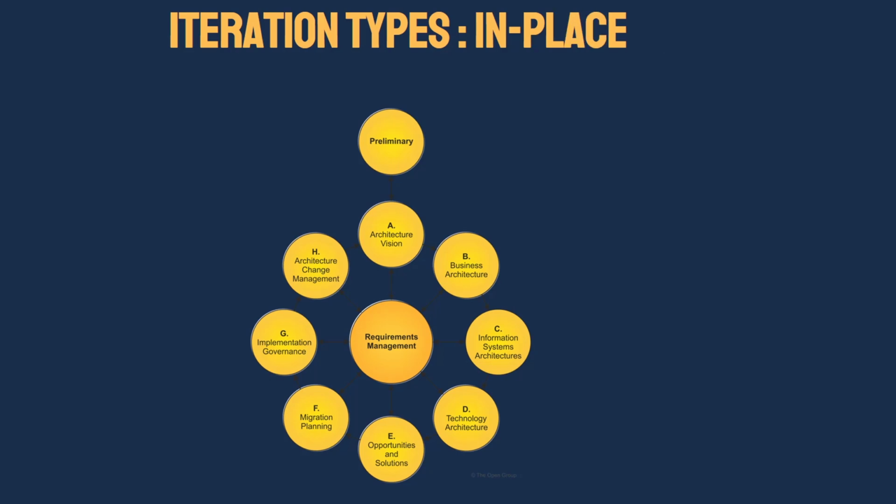The last iteration type is in place. This iteration type sticks to one particular phase and continuously improves the deliverables that we output. Architecture vision will then go to version 2.0 and 3.0 and so on before maybe continuing to business architecture and information systems architecture and so on.